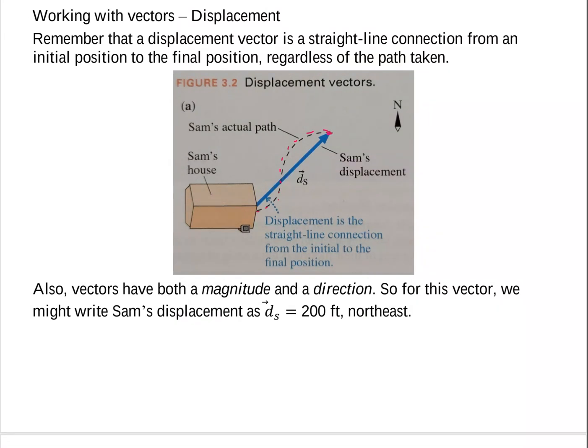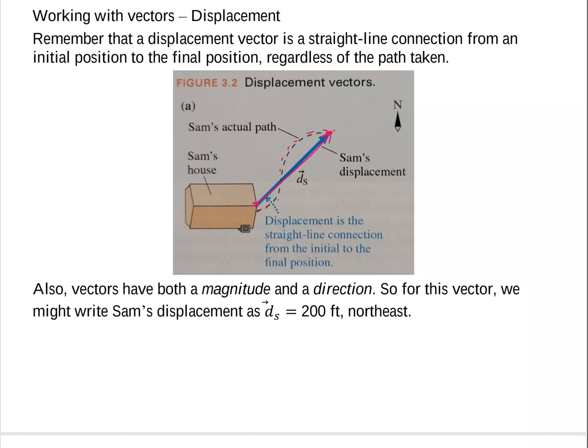So what was Sam's displacement? So that's just going to be the straight line path from where he left his back door to where he ended up, slumped over against the tree stump. So there we are. There's where we found him in the morning. Okay, so that's our Sam's displacement vector. It's just a straight line connection from where he started to where he finished.